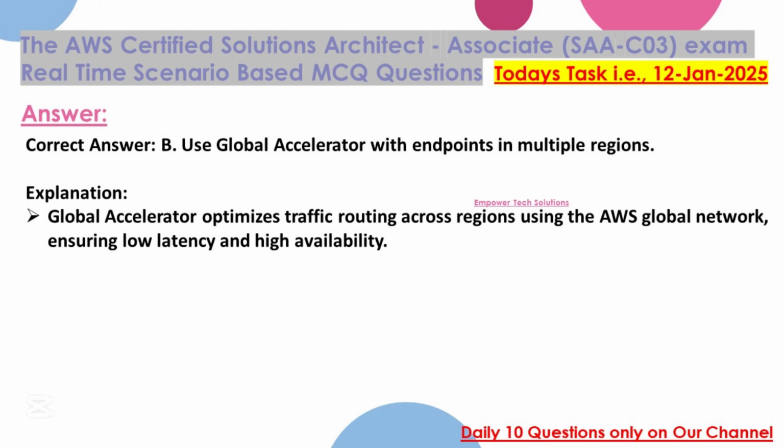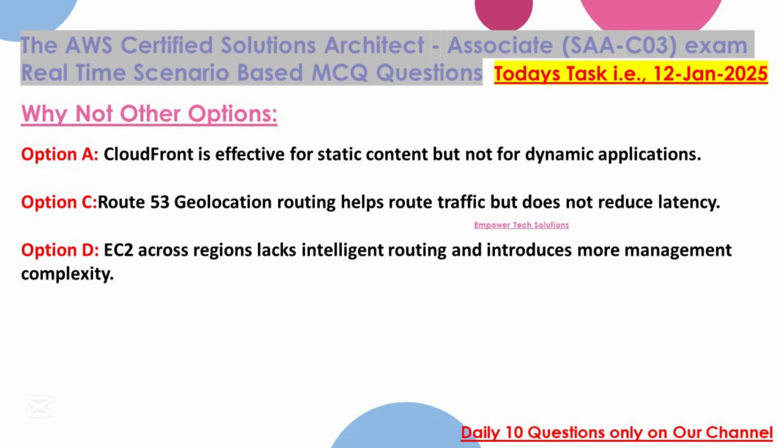Explanation: Global Accelerator optimizes traffic routing across regions using the AWS global network, ensuring low latency and high availability. Why not other options? Option A. CloudFront is effective for static content but not for dynamic applications.